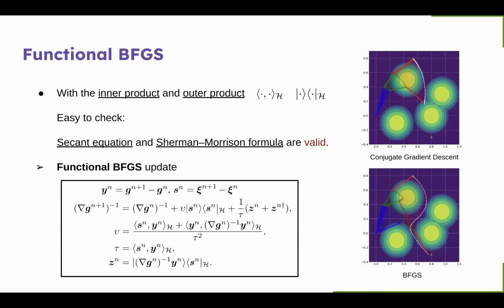Then we can write the functional BFGS update in the following equations, and you can see on the right-hand side that compared with momentum acceleration algorithms, such as conjugate gradient descent, BFGS can provide a significant acceleration in convergence.